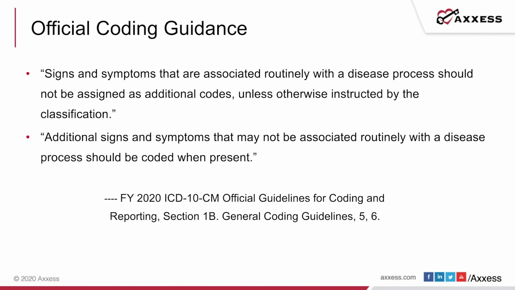Okay? Additional signs and symptoms that may not be associated routinely with the disease process should be coded when present. So if it's not inherently related to the disease process, you can code the signs and symptoms. But again, we're talking about here secondary codes, additional codes. Those symptom codes are not designed by the code set to go before the underlying disease process.